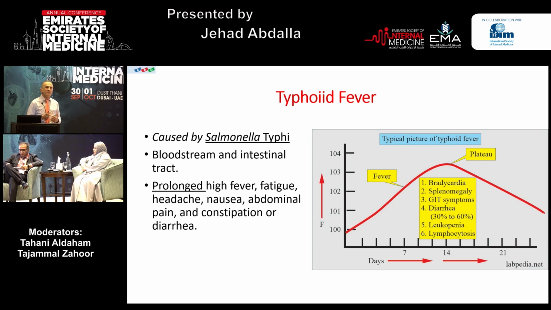predominance. So someone with fever, you expect him to have leukocytosis, neutrophils, but it's low and with lymphocytes. And you expect him to have tachycardia. He's having bradycardia.